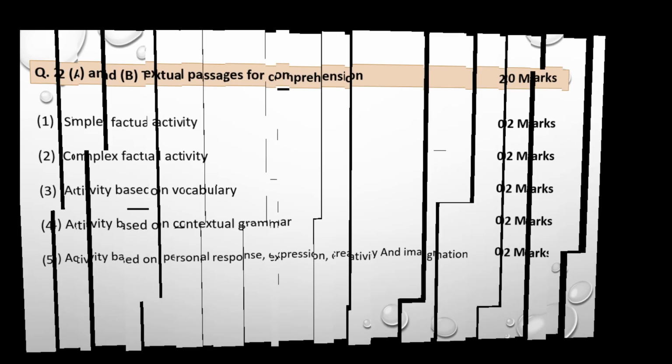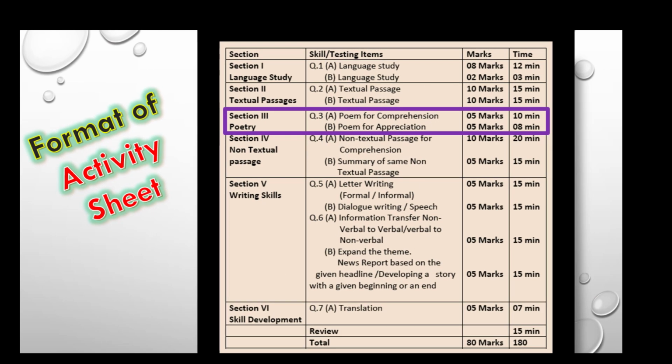Okay, section number 3, poetry, and in that skills are question number 3A, poem for comprehension and poem for appreciation. Section number 3 is based on reading, understanding and appreciating the poem.